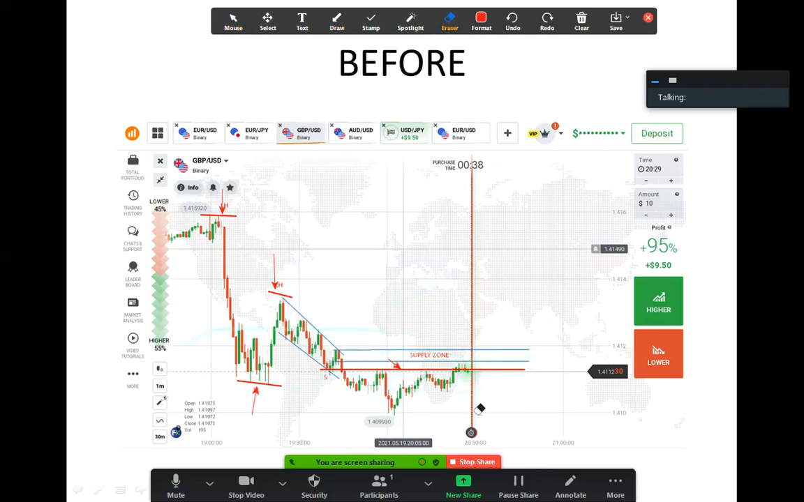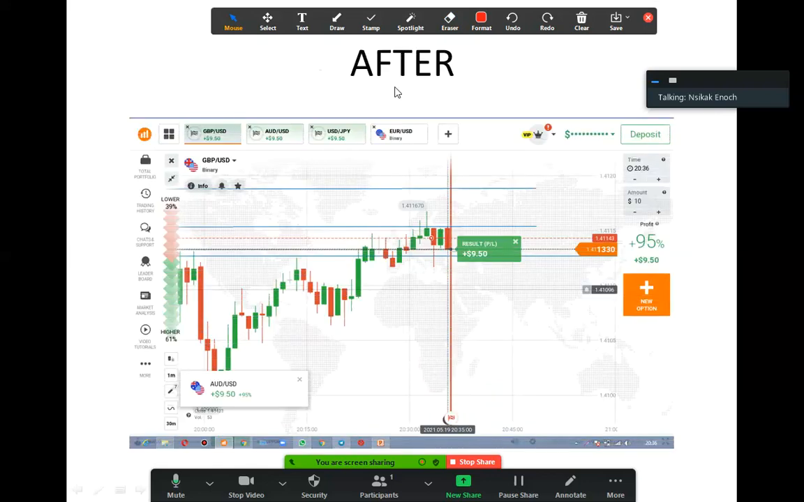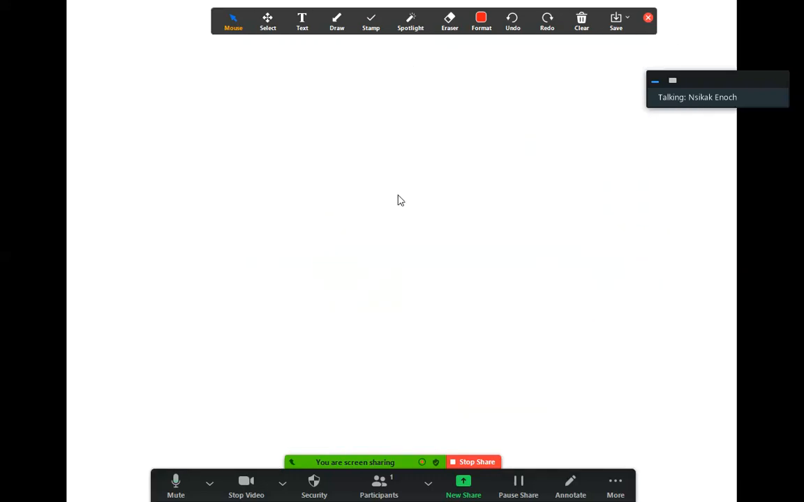So that was GBPUSD. Once the price hit the supply, I took the trade on a 3 minute expiry time. If I had taken 5 minutes, the market would still have gone more down, but I just took 3 minutes. My entry was a little bit late, I should have entered the trade here. The market still went more down. That was the first trade, and that was the second trade.